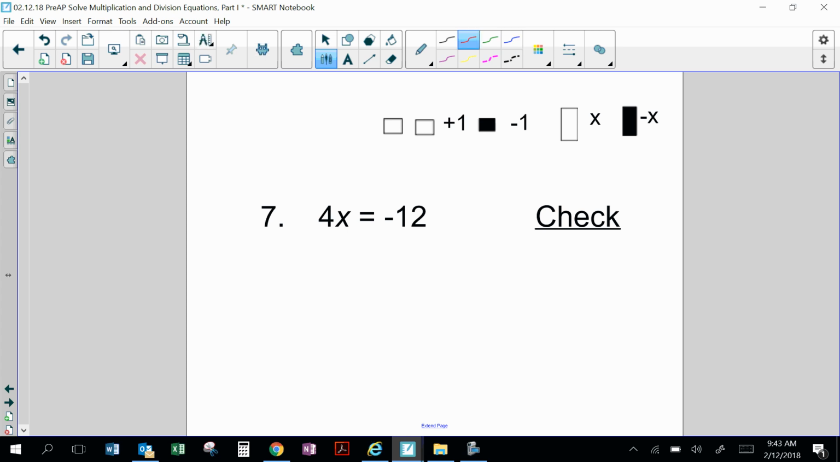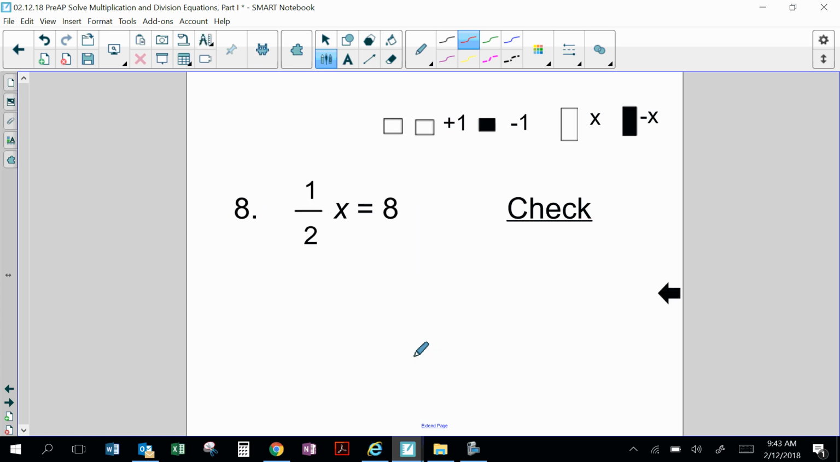Welcome back. So first, is x isolated? No. So what is the inverse? This is a multiplicative relationship. The inverse is divide by 4. I balance it on both sides. I cancel. X equals negative 3. Did you get that as an answer? Hope you did. Number 8.